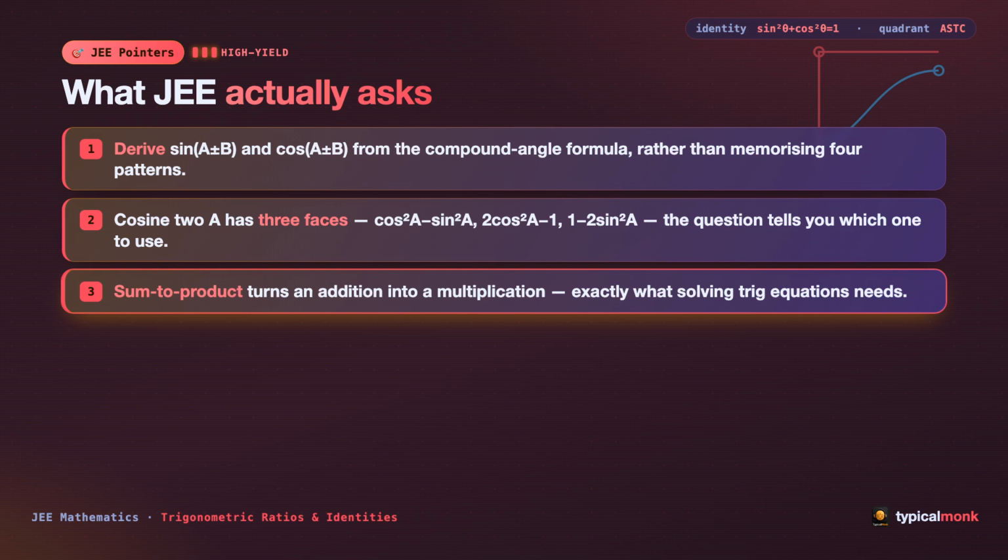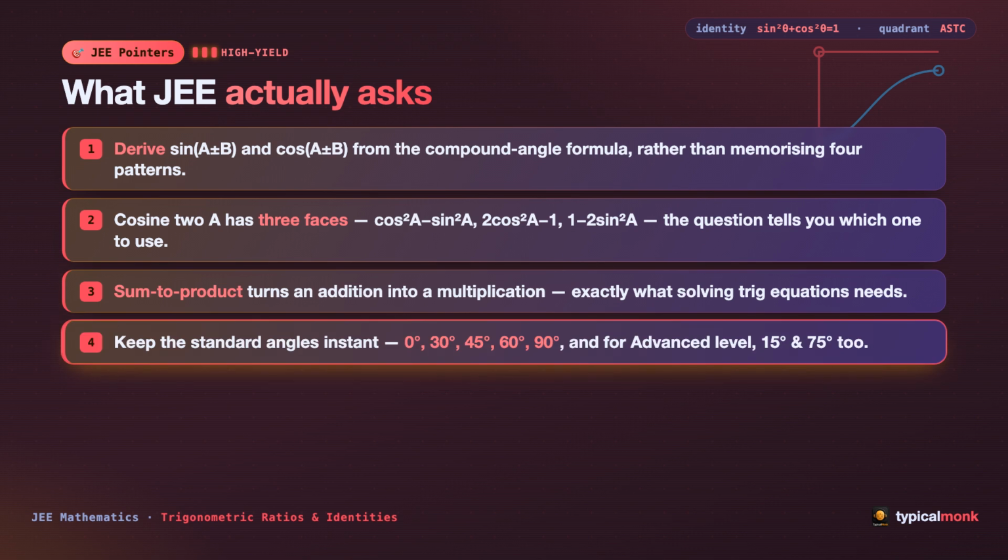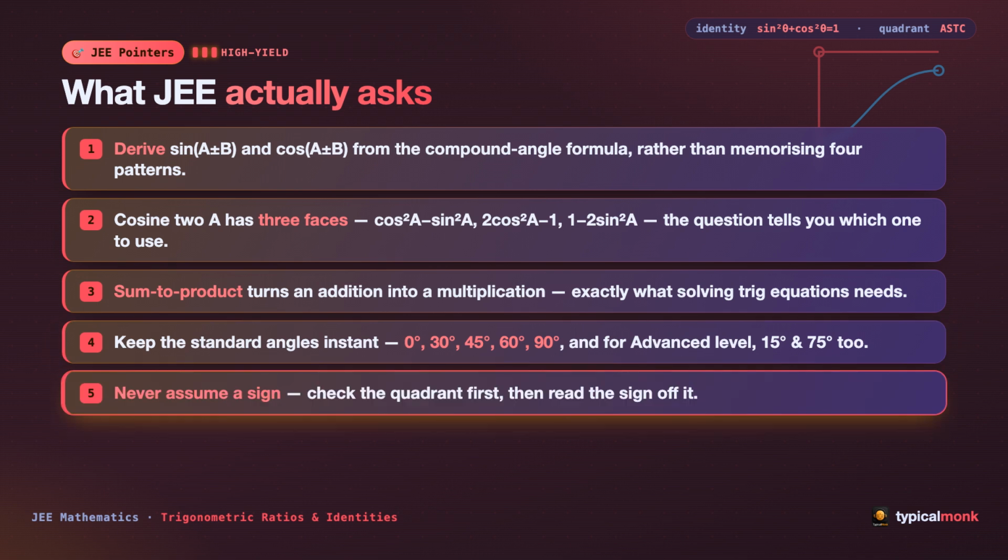3. Sum to product turns an addition into a multiplication, which is exactly what most trig equations need before they can be solved. 4. Keep the standard angle values instant: 0, 30, 45, 60, 90 degrees, and for the advanced level, 15 and 75 degrees too. 5. Never assume a sign. Always check which quadrant the angle lands in first, and only then read the sign of that quadrant.